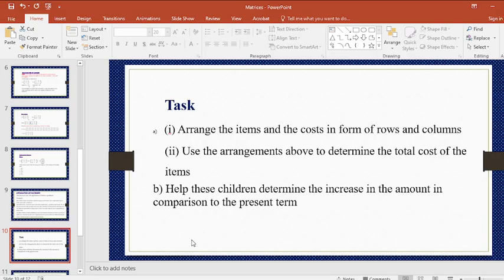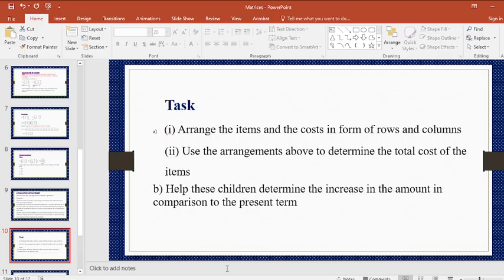What is the task saying? Arrange the items and the costs in the form of rows and columns. In the form of rows and columns. That one leads you exactly to matrices. There is no way you can dodge that. Then Roman 2 says, use the arrangements above to determine the total cost of the items. That one will lead us, because if you have the items, you have their cost automatically.